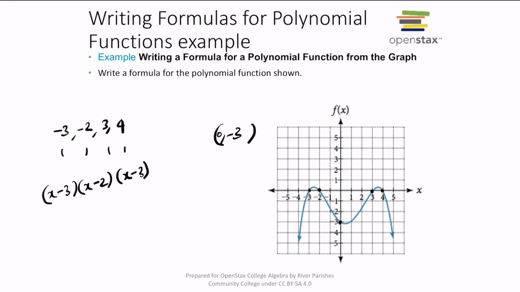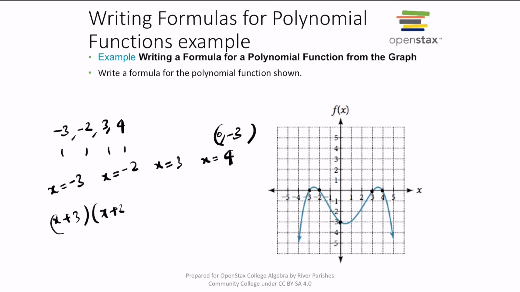So let me write it this way. x equal to -3, x equal to -2, x equal to 3 and x equal to 4. Push everything to the other side, so it becomes (x + 3) times (x + 2) times (x - 3) times (x - 4) equal to f(x). This is the least degree function that we can write, and we do not know the multiplicity specifically.